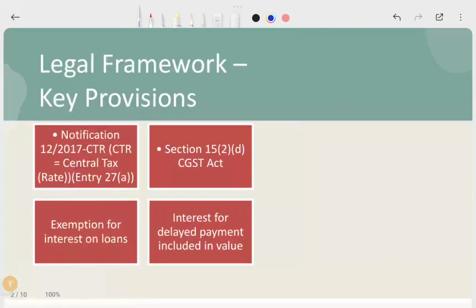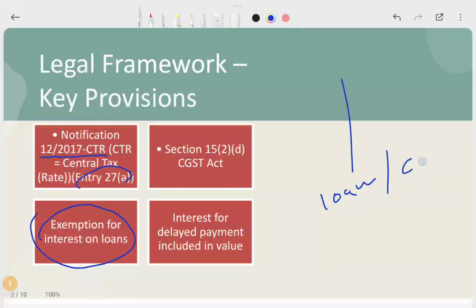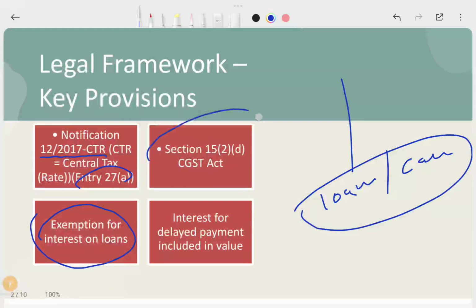Let's go into it. Legal framework. Under the notification of 2017 of Central Tax (Rate), under this entry, there is an exemption for interest on loans. So any interest coming from loans or cash credits, all these are exempt. Under Section 15(2)(d) of the CGST Act, interest for delayed payment is included in the value. Why it is valuable, why it is exempt, we will discuss in detail.